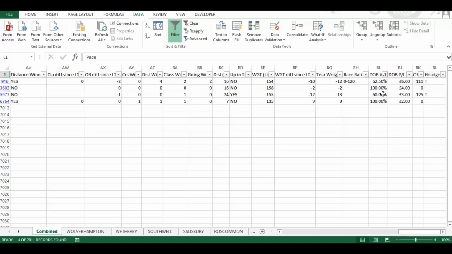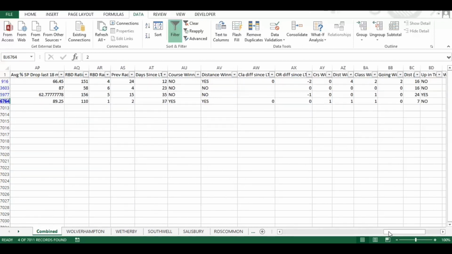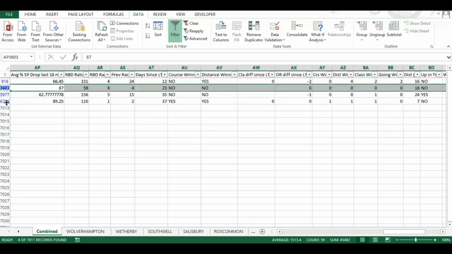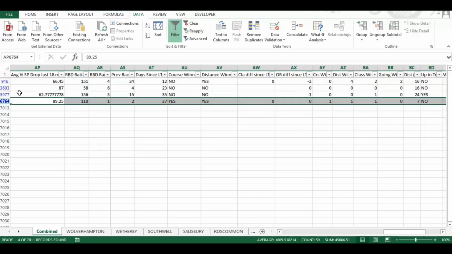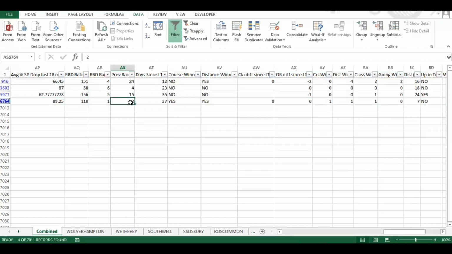So you can see here that we've got 2 at 100%, with a profit and loss of £4 and £2, and then we've got a £6 and £3. So we just want to look at the previous races, and as you can see here, these 2 horses have only run 4 and 2 races respectively, so we're going to filter those out as well.